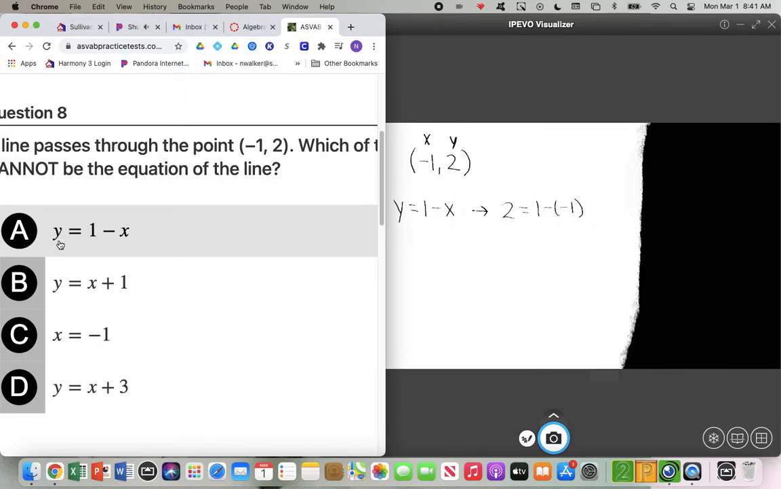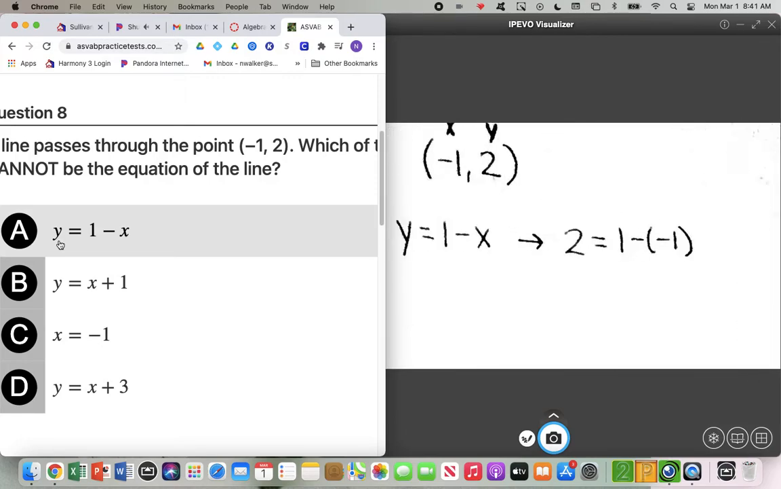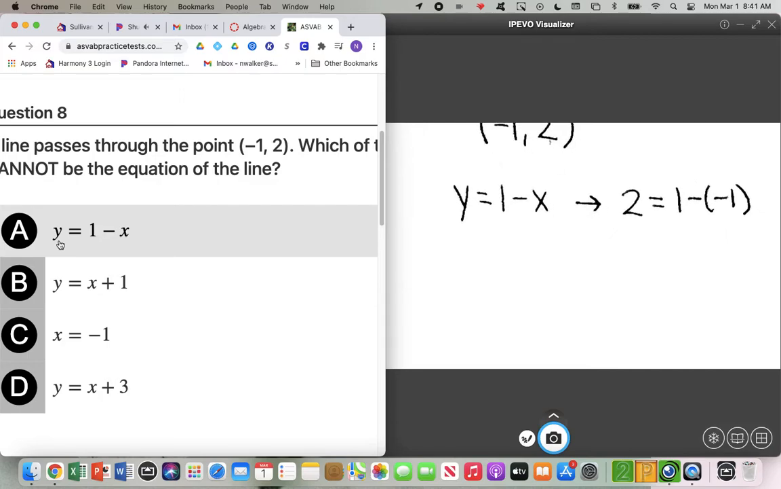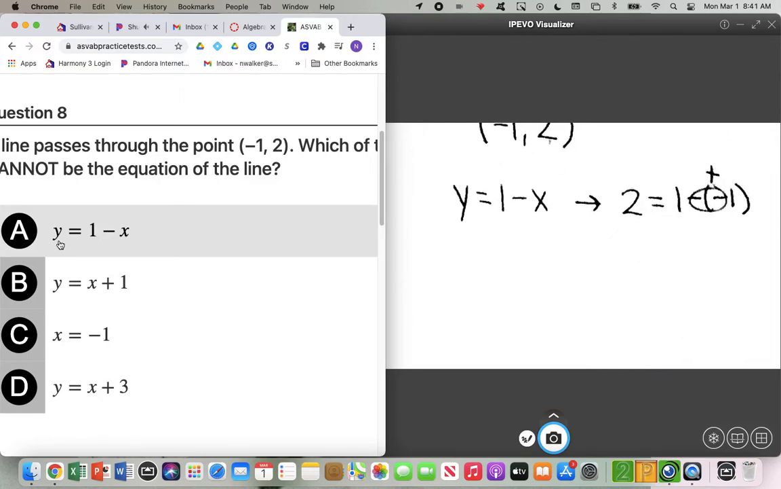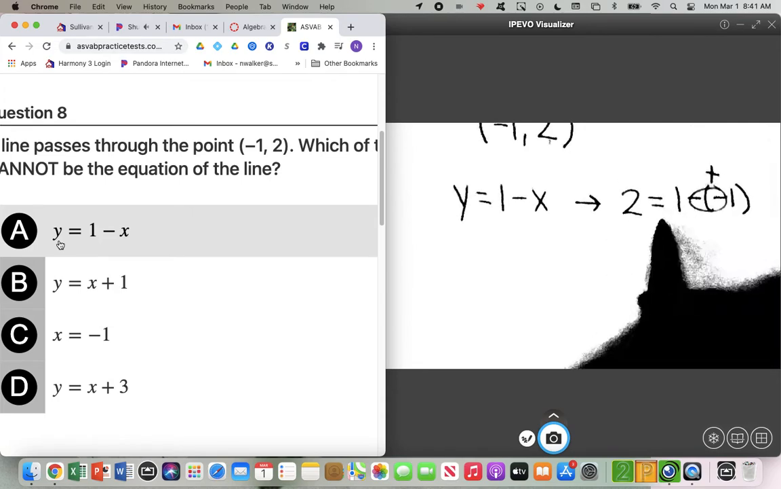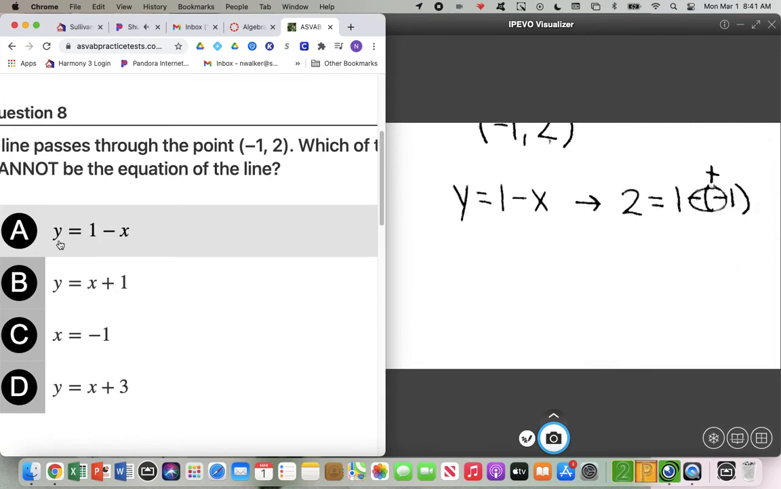You'll say, what happens when you subtract a -1? Now, this turns into a positive. 2 negatives make a positive. So is 2 equal to 1 plus 1? Yes, so that one works.